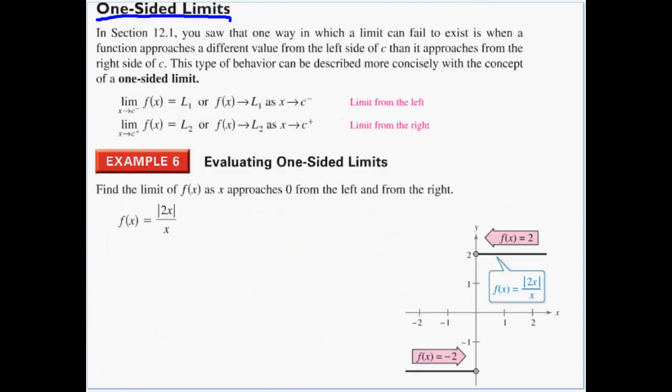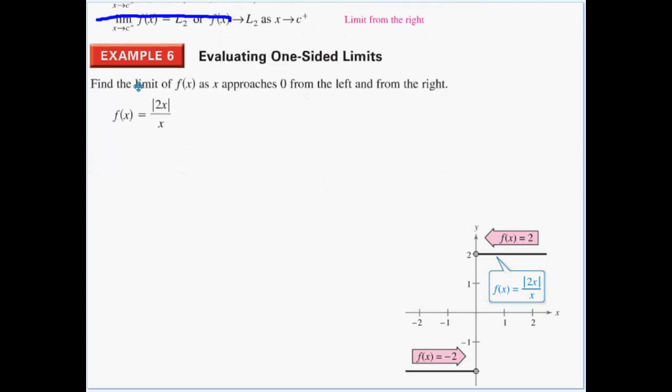So, in section 12.1, you saw the limit can fail to exist. This type of behavior can be described more concisely with a one-sided limit. So here we can see x approaches c from the left, and x approaches c from the right. So let me move this up here.